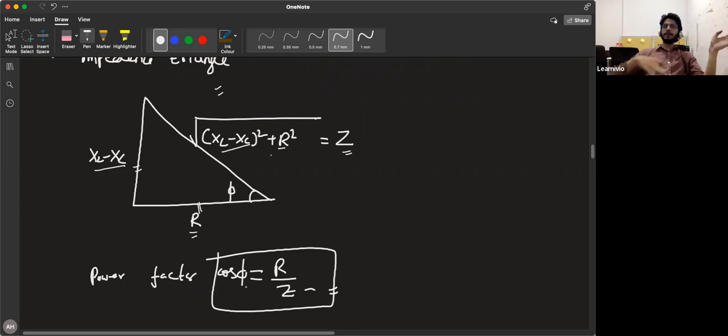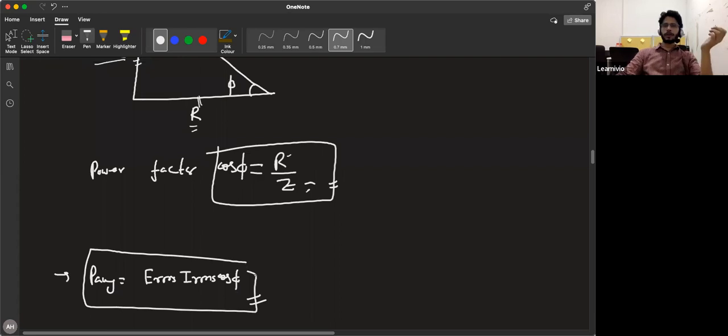In the circuits that we did earlier, the power factors had fixed values. If you have a resistor, then phi was 0. For an inductor and capacitor, phi was pi by 2. But here phi is not fixed. Phi will depend upon the values of resistance, inductance, and capacitance. So power factor will be R by Z only. It will not have a fixed value. It will depend upon R and the value of Z.